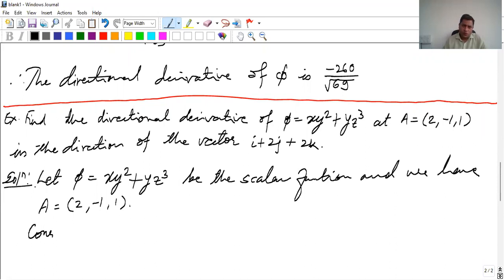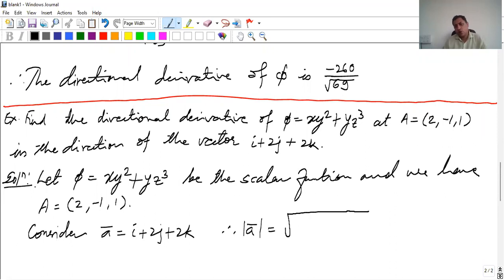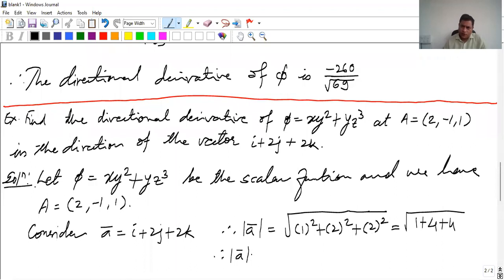Now consider the vector a bar is given. So it is i plus 2j plus 2k. And hence mod of a bar is equal to square root of 1 square plus 2 square plus 2 square, which is 1 plus 4 plus 4. So mod of a bar is root of 9, so it is going to be 3. We got mod of a bar equal to 3.